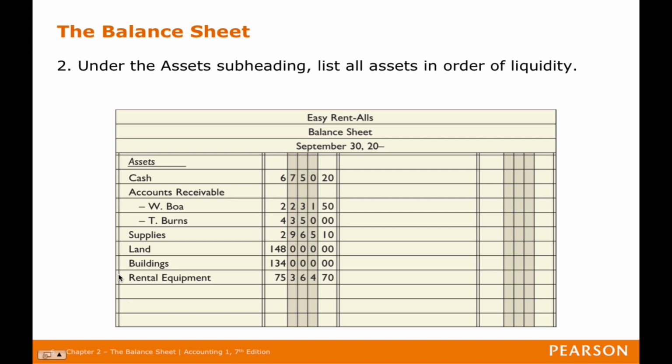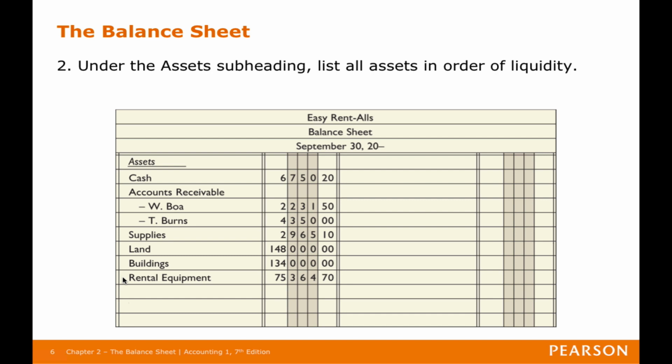The general rule of thumb for listing long-term assets on the balance sheet is to put them after current assets and to list them in terms of how long you expect they will last. So we expect that land will last longer than buildings, which will last longer than rental equipment. You might also have heard of the term property, plant, and equipment, which is another term for long-term assets. Property is another word for land, plant is another word for a building, and equipment is equipment.